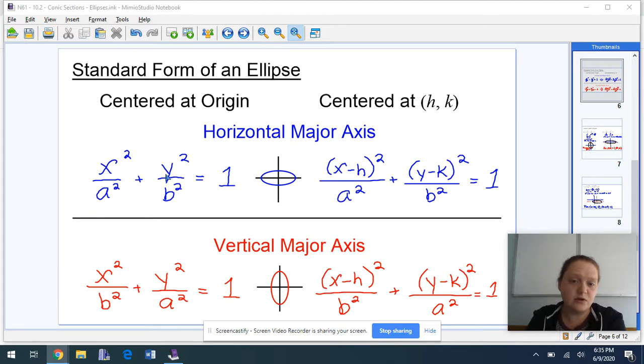Okay. Now, if you're centered at the origin, it's nice and pretty, just x squared over a number plus y squared over a number equals 1. And the same thing's true down here. Again, just the location of the bigger number tells you if it's a vertical or horizontal major axis.